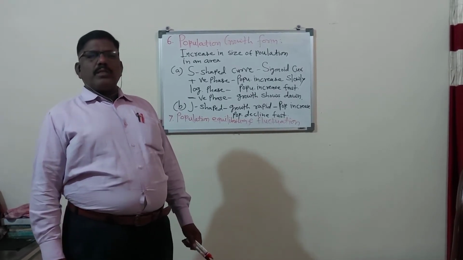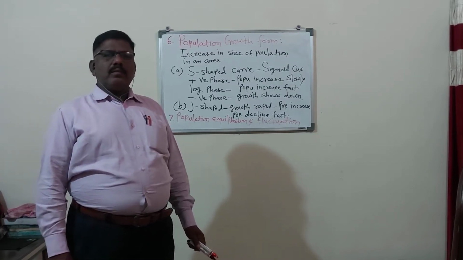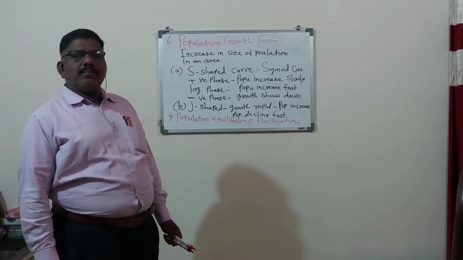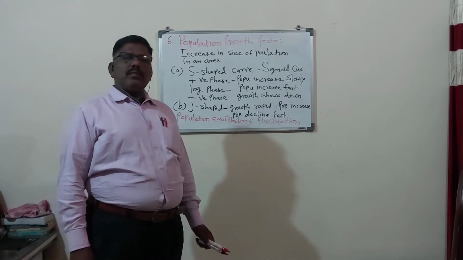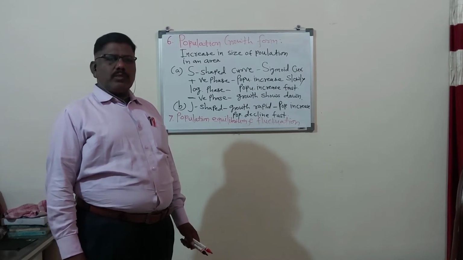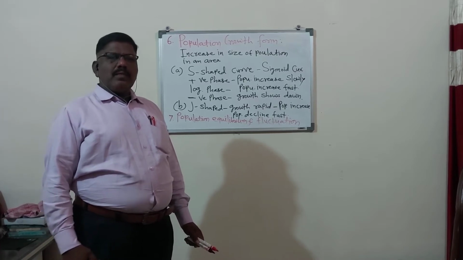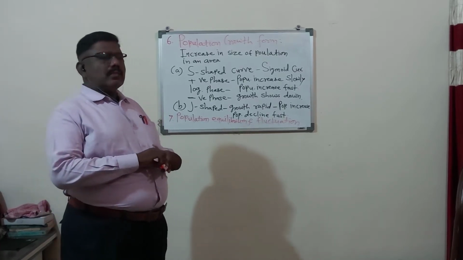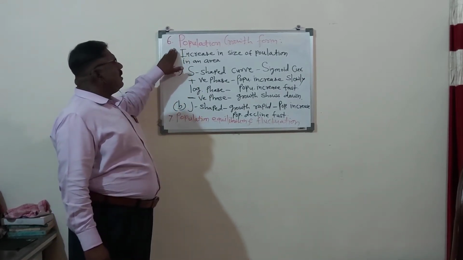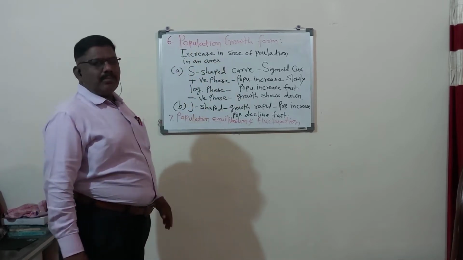The first character we have already studied is natality. Natality means the birth rate. The second character we have studied is the mortality of a population. Mortality means the death rate of a population. Population density, population dispersal. In this way, we have studied 5 characters of a population. Today we will see the remaining 2 characters as per our syllabus.